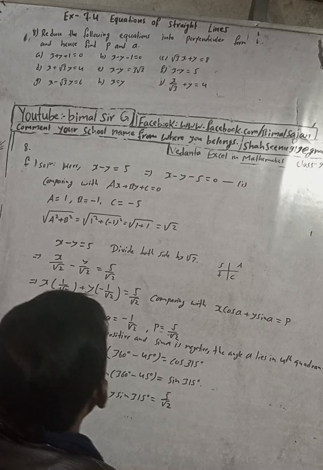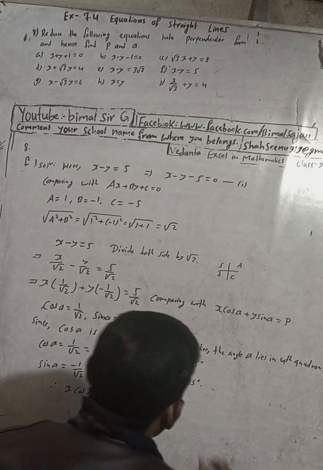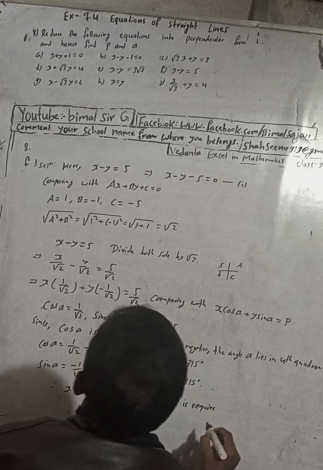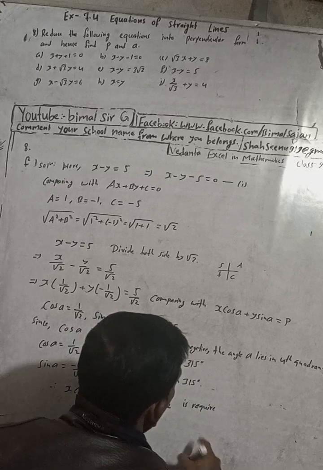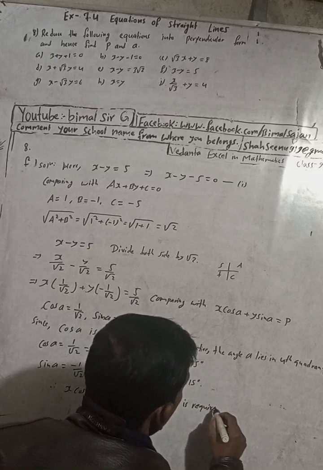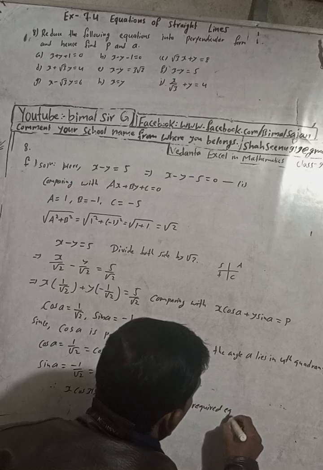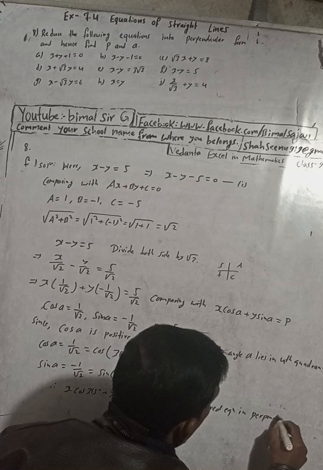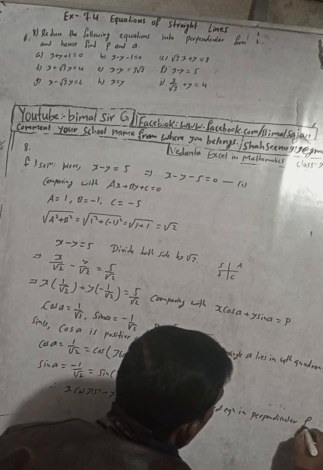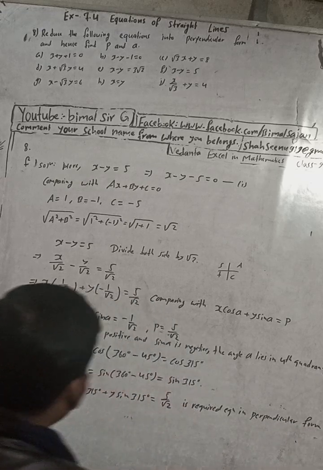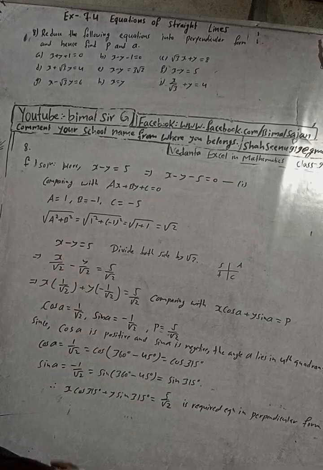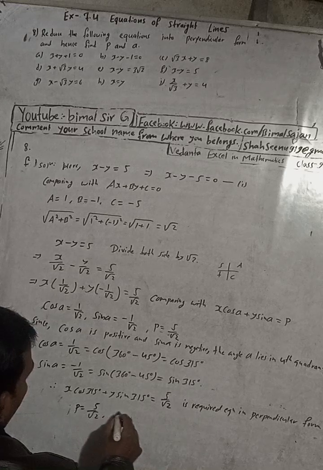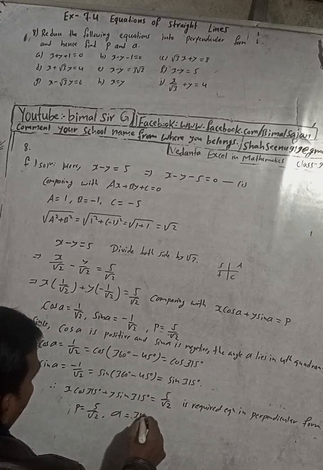So this is the required equation in perpendicular form, or we can write normal form. Okay, both are same. And now after that we have to find P and alpha. So P is equal to the perpendicular, this is 5 by root 2, and alpha value is equal to 315 degree.